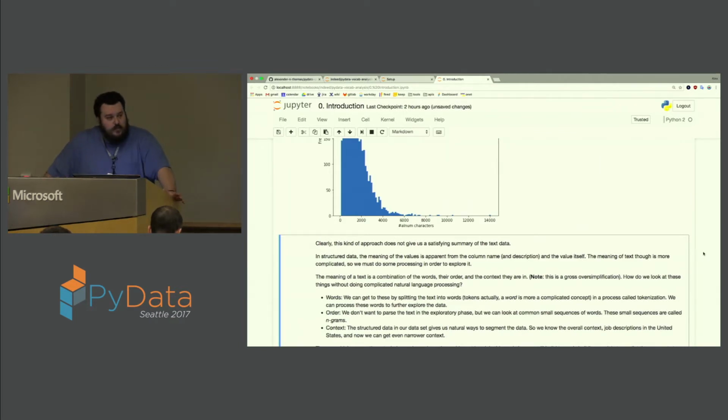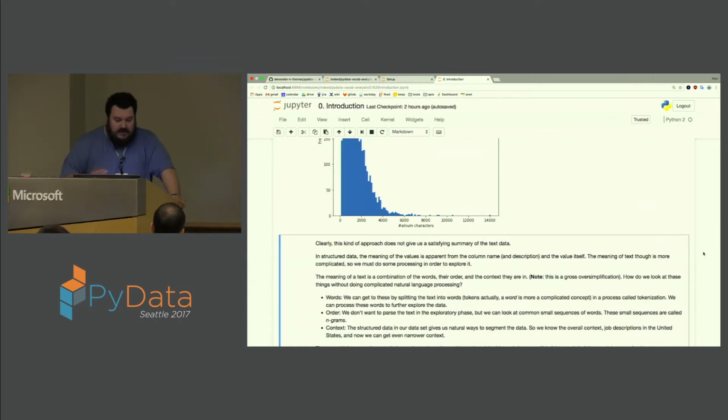It comes from the words. The words themselves have some meaning, but also the order they appear in creates new meaning. So it's not just words randomly put there. And also it's the context they're in. So we know from this some context for these words that we're going to find in the job descriptions. We know that there are job descriptions. This data set is from US jobs.